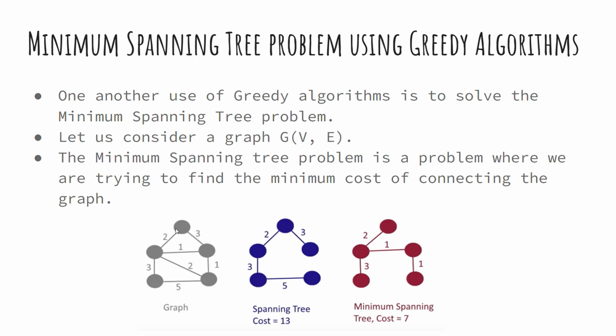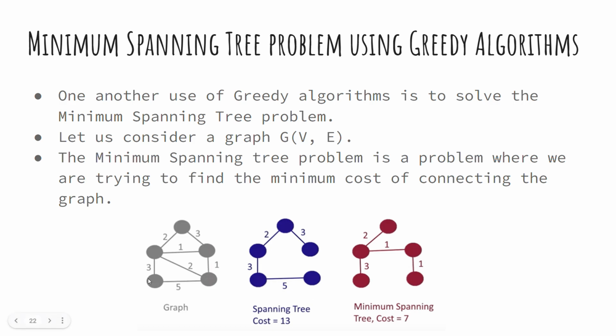So one example of a spanning tree could be a tree like this where we are using this edge, this one, this edge and this edge. So this is connecting all the vertices, but the cost of connecting the tree, which is basically the sum of all of the edges in this case, is 13.